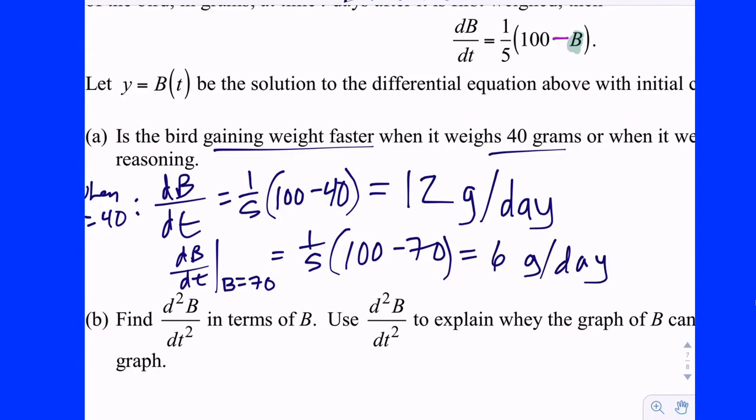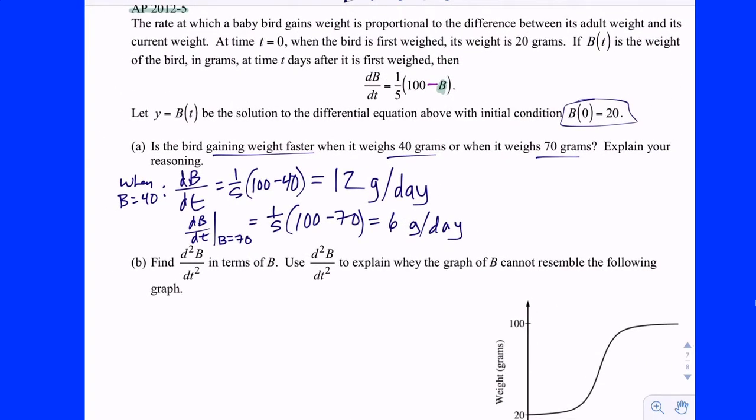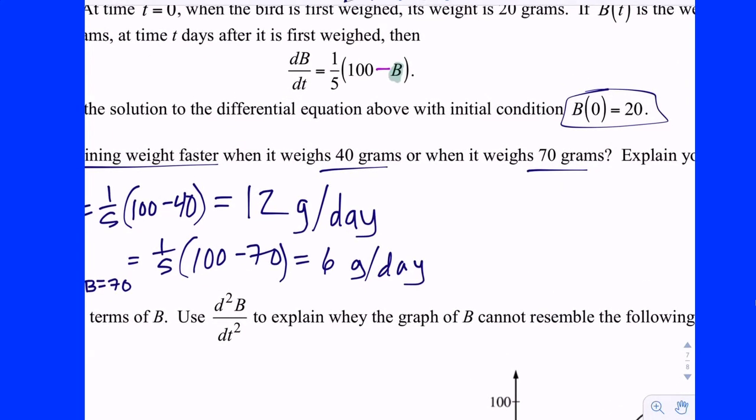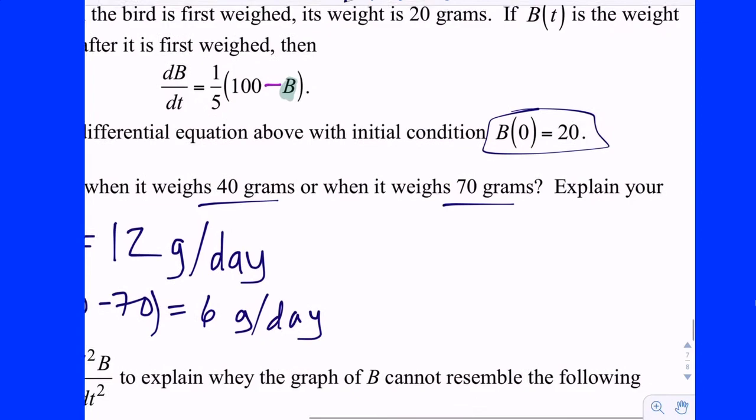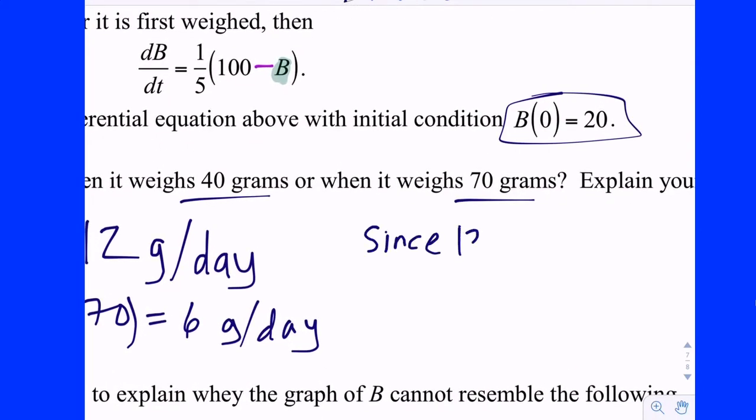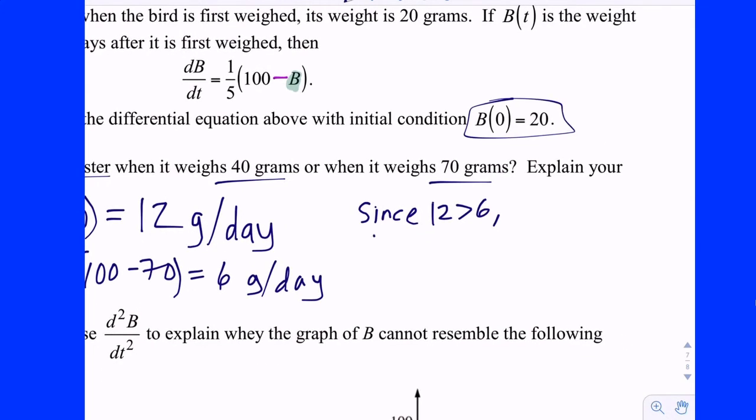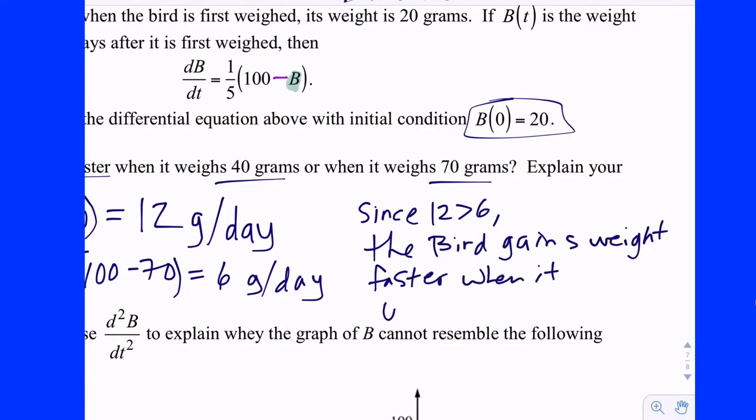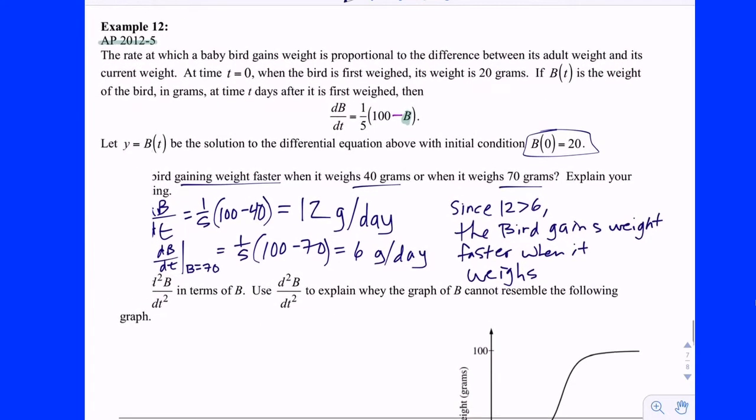Are we done? Do we just box one up and walk away, or do we need to really specifically answer the question? Yes. Now it said to explain your reasoning. Anyone want to take a shot at it? I know it sounds silly, but because they said to explain your reasoning, it comes down to elementary comparison of two quantities. Since 12 is greater than 6, the bird gains weight faster when it weighs 40 pounds?